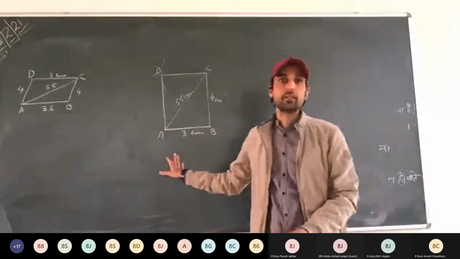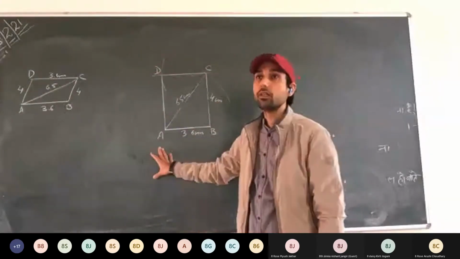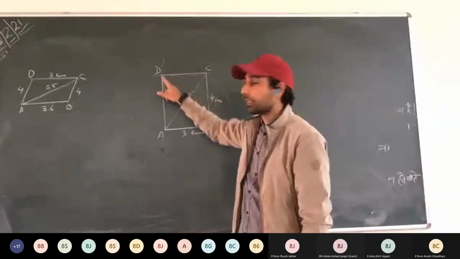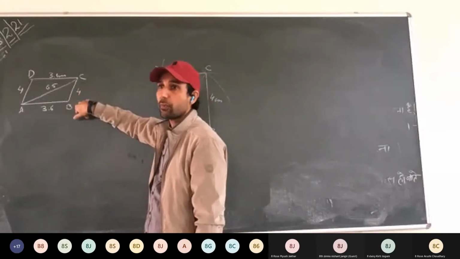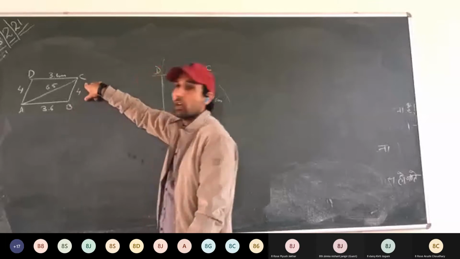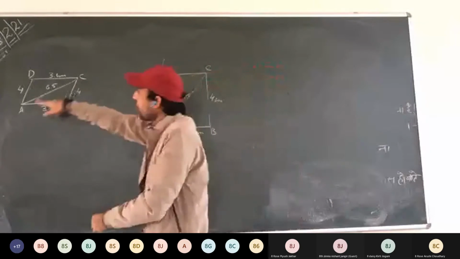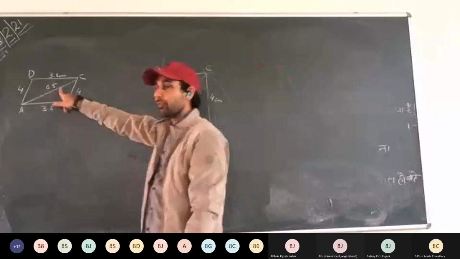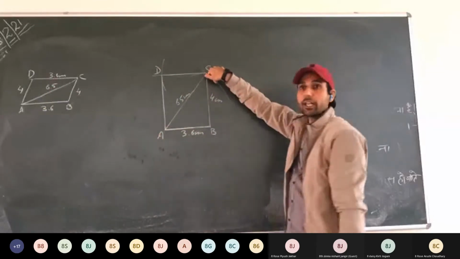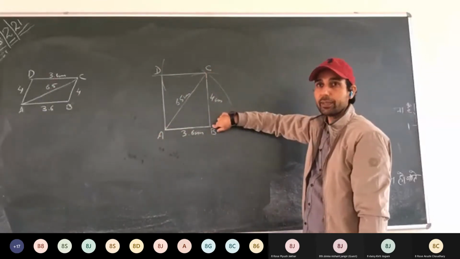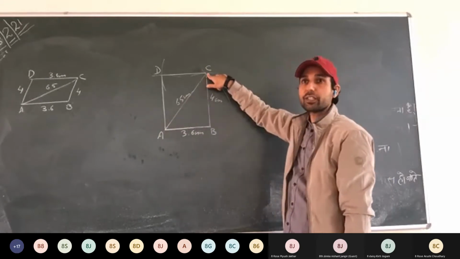Any doubt in this question? Which part haven't you understood? How did we get C? C is how far from B? 4 centimeters. So from B, we have drawn an arc of 4 centimeters. And C is how far from A? 6.5. From A, we have drawn an arc of 6.5. So wherever they meet, that point will be 4 centimeters from B and 6.5 centimeters from A. So we have got the C point, wherever these two arcs meet.